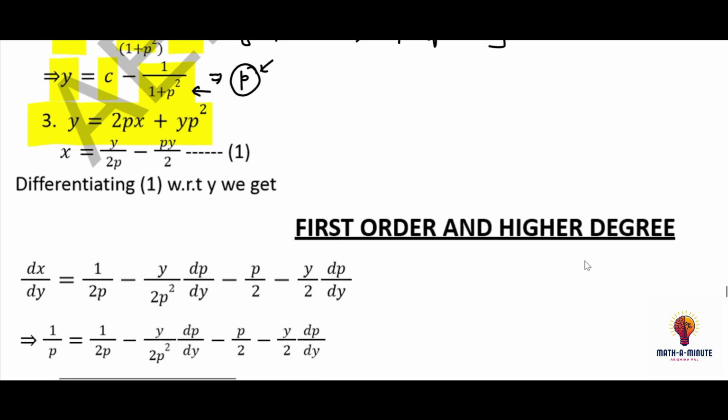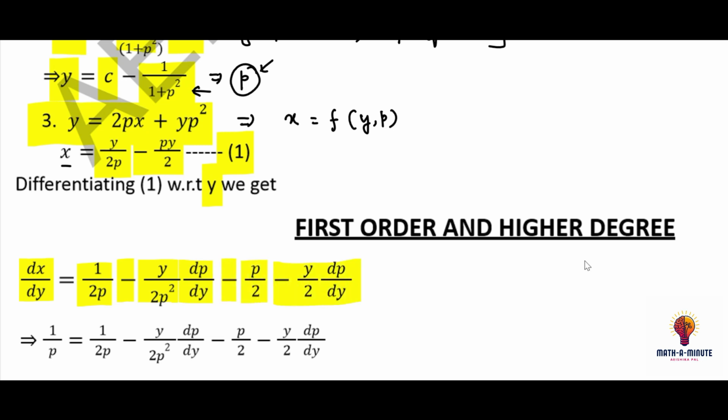Okay, so let me explain this method. Again, we can write the given equation in the form of x equals any function of y and p. So we can write the given equation as x equals y by 2p minus 2y by 2. This is our given equation. Now if we differentiate this equation with respect to y, we get 1 by p, this is dx dy, equals 1 by p square, 1 by 2p minus y by 2p square dp dy minus p by 2 minus y by 2 dp dy.